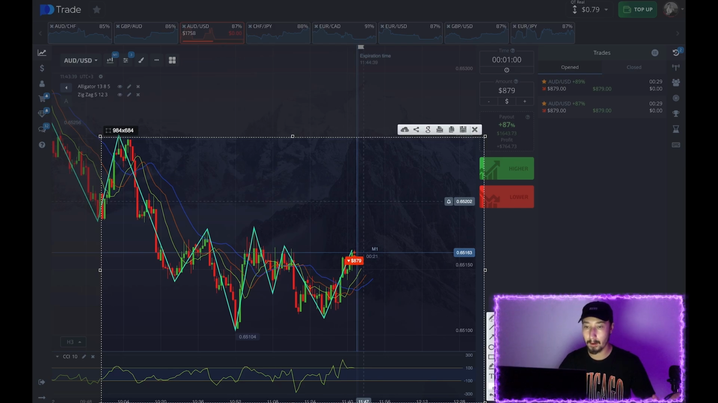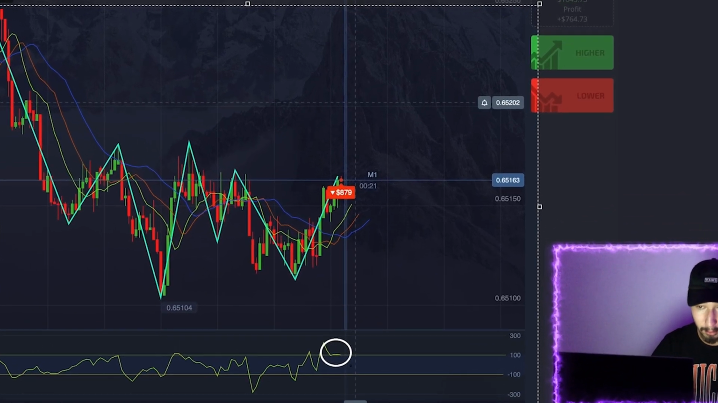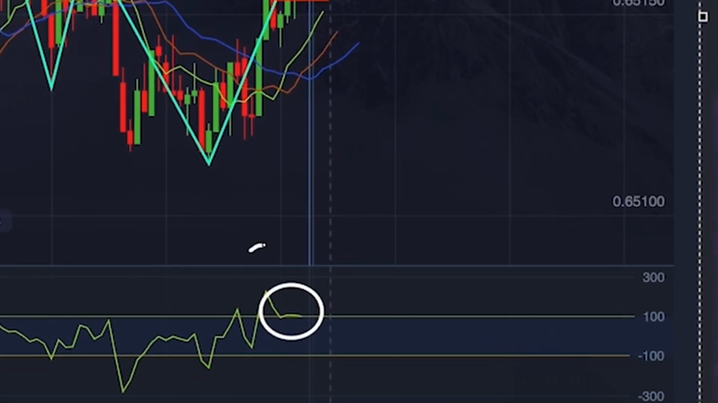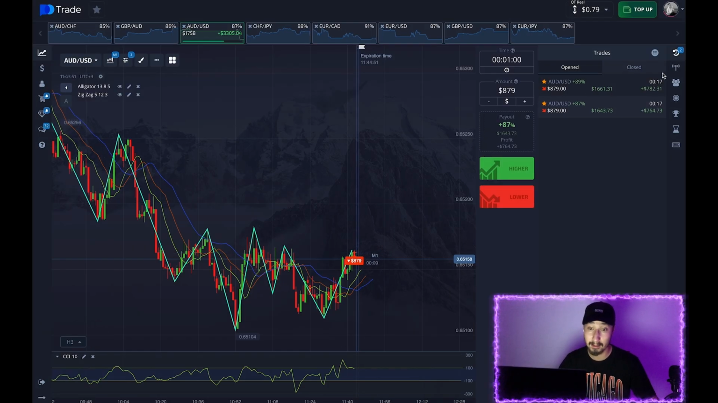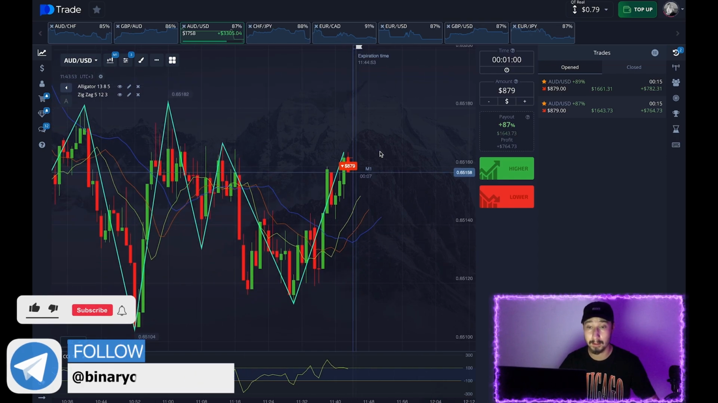Here we can also highlight the exit from the overbought area of the oscillator. Therefore, in this case, of course, I'd rather open short positions. So let's look at the results of our two positions.